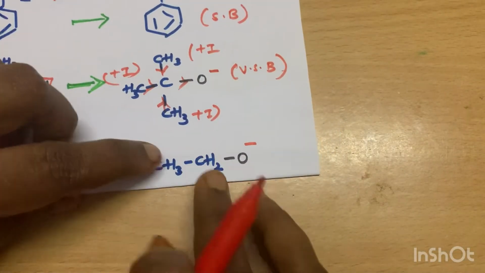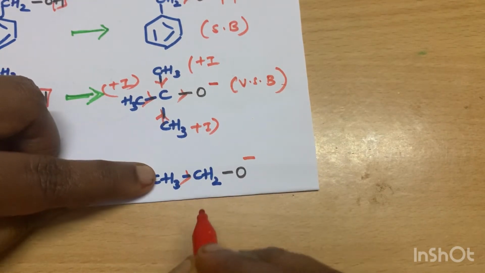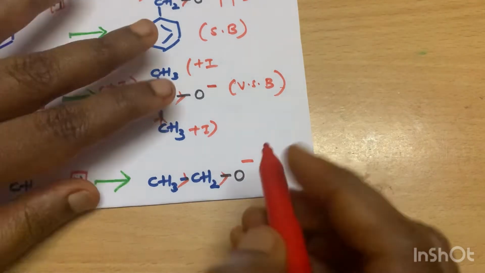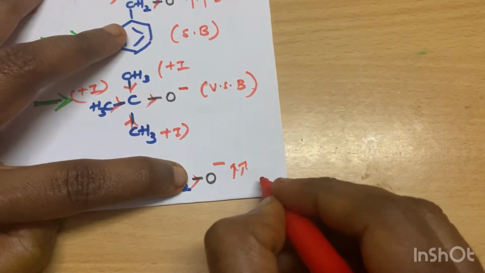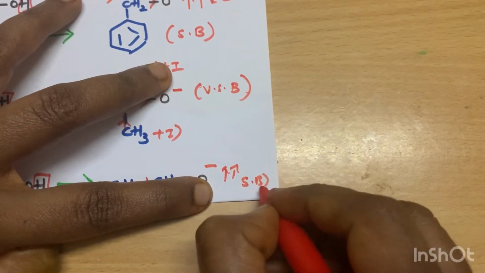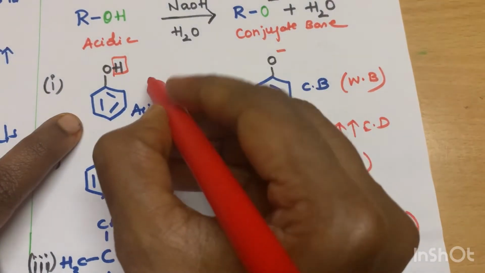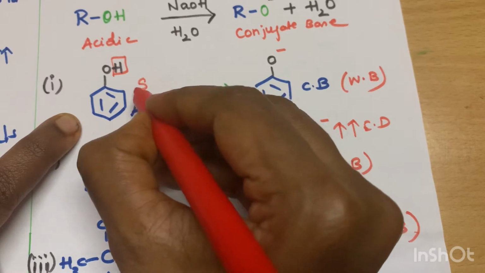And here, ethoxide. Here, this is plus I effect. All these will push electrons and the electron density will increase, and this is also a strong base. So this one is a weak base, so this acid will be strong.